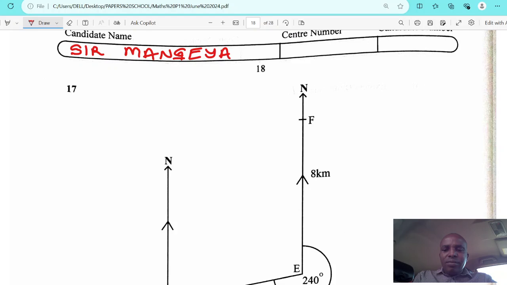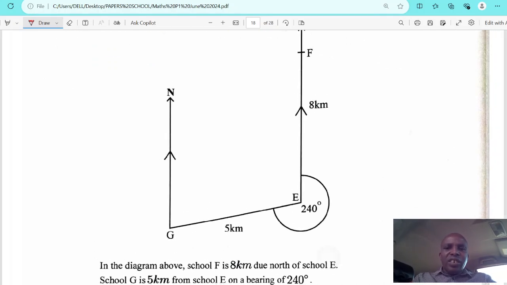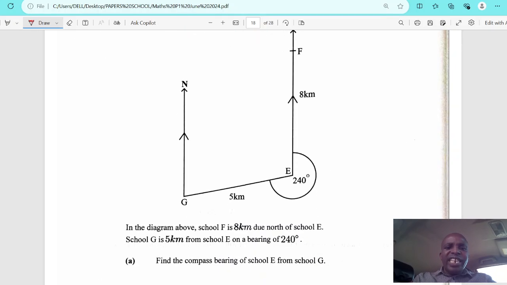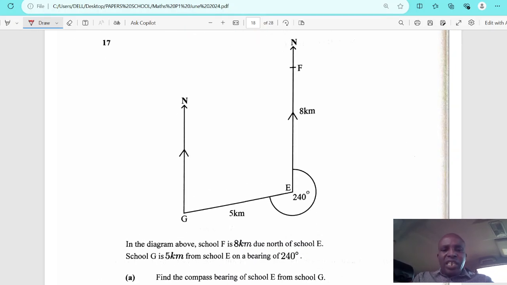Next. 17. They said, in the diagram above, school F is 8 kilometers due north of school E. School G is 5 kilometers from school E on a bearing of 240 degrees. Find the compass bearing of school E from school G. Bearing is measured from the north of the from point in a clockwise direction. That's how you calculate your bearing. So find the compass bearing of school E from school G, which is from the north of G to the line with E. This is the angle that you want.